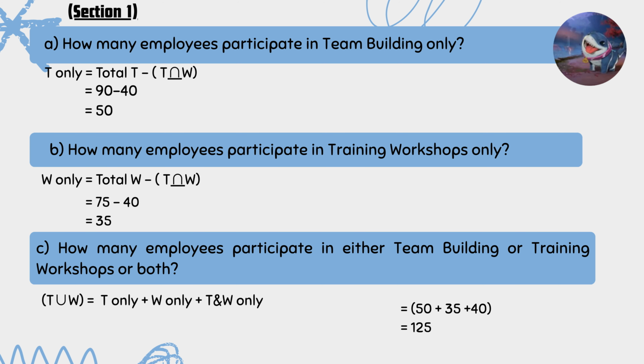C. How many employees participate in either team building or training workshop or both? To get this, we add team building only 50, workshop only 35, and both 40. So 50 plus 35 plus 40, and we get 125 employees participate in at least one of the activities.